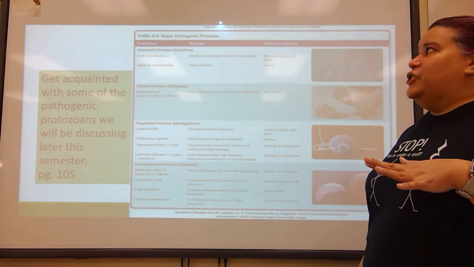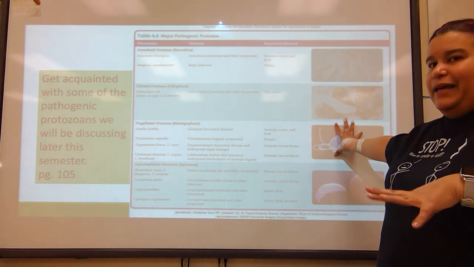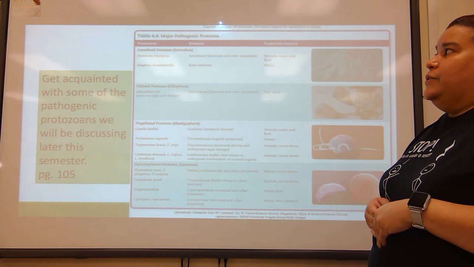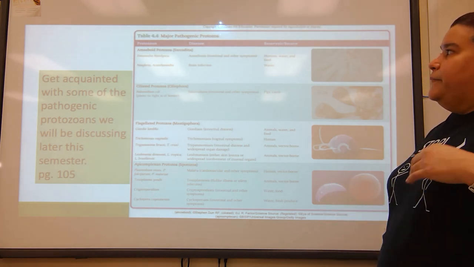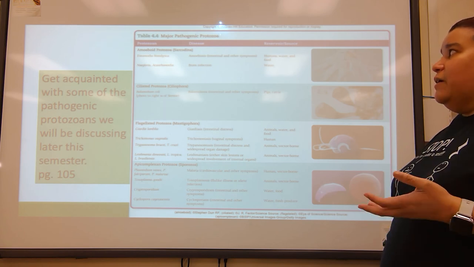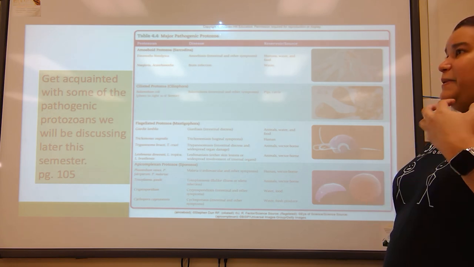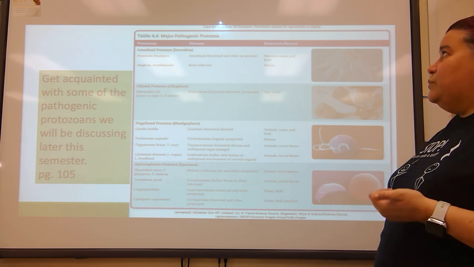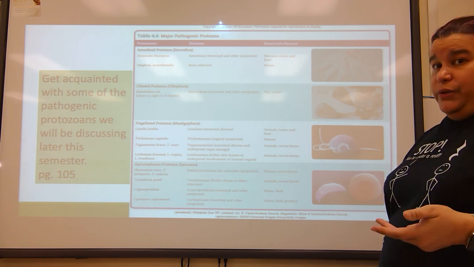The major pathogenic protozoans that you will see, again, this is a table inside of your textbook. So you've got amoeboid protozoans. Entamoeba histolytica is one of them. The disease it causes is amoebiasis. It's basically an intestinal disease. It can affect humans. It can be found in water. It can be found in food.